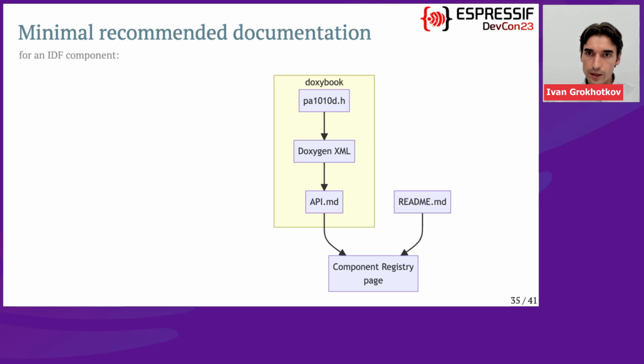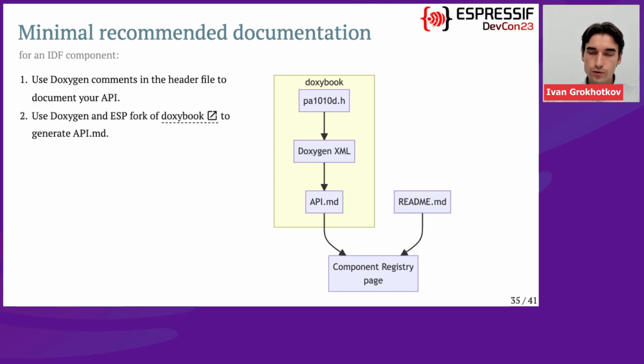For IDF components, we recommend the following approach for minimal documentation that you will provide. For the reference part, we recommend documenting the APIs in a header file using Doxygen comments. We can use Doxygen together with a tool called Doxybook to generate the markdown file, API.md, and in this file there will be a nicely formatted API reference.